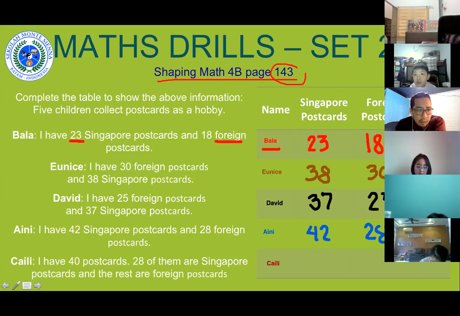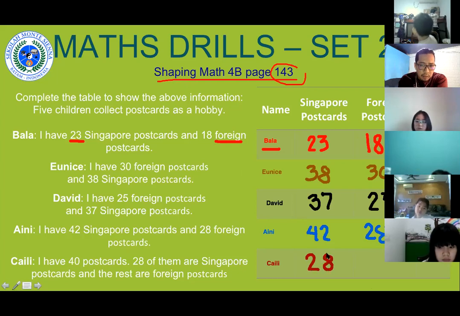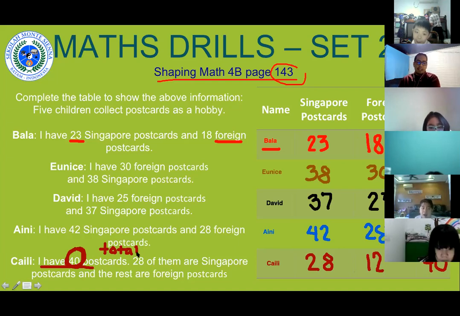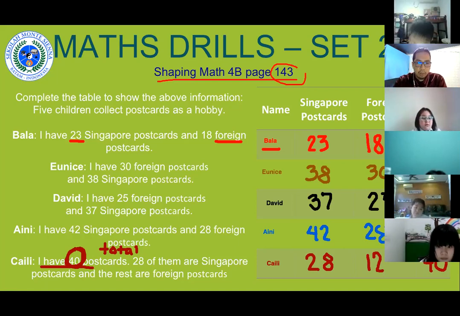Jessica, Kylie. Kylie has Singapore postcards, 28. And the foreign is 12. Why 12? Because 40 minus 28 is 12. What is 40? Jessica, what does 40 mean? The total of all the postcards. Yeah, very good. So the total postcards Kylie has is 40, and 28 of them are Singapore. So you have to subtract 40 minus 28 to get 12.